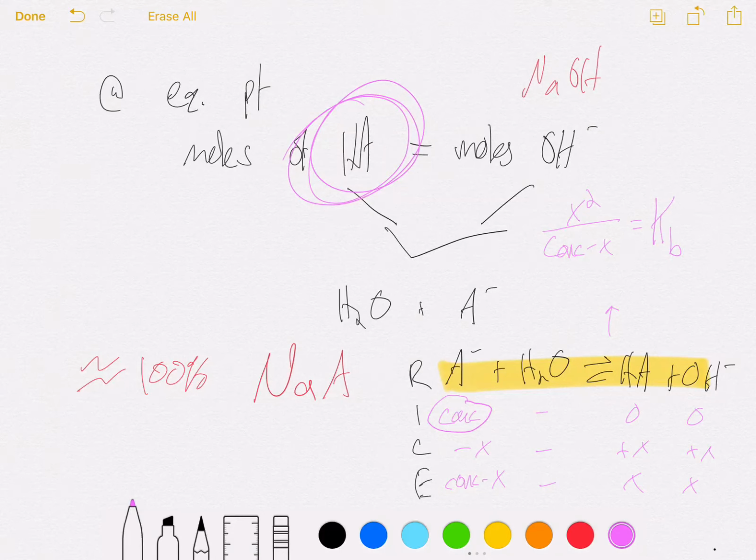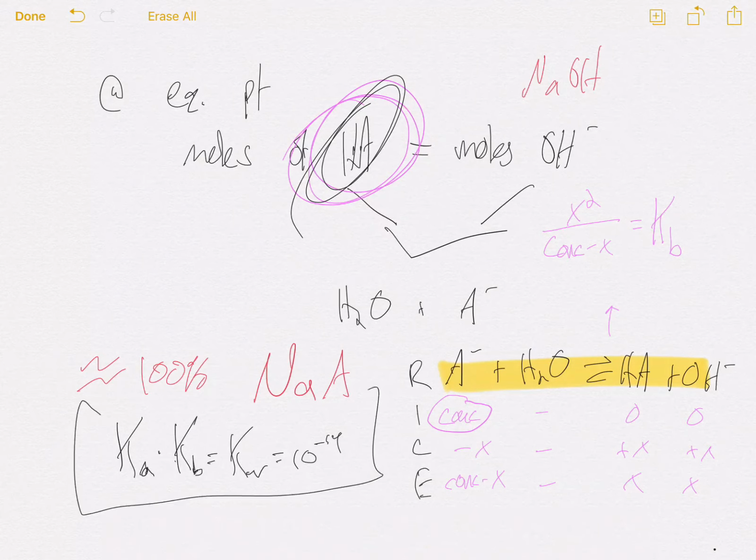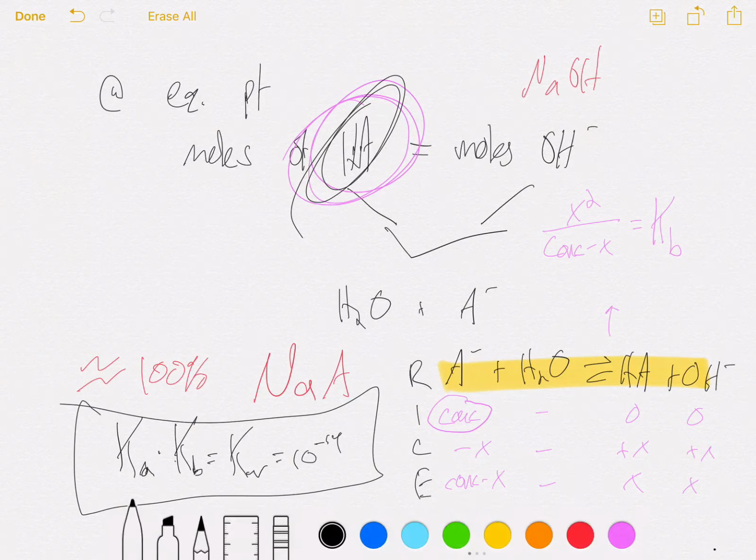Now, how do we know what the Kb value is? Remember that Ka times Kb equals the Kw, which is 10 to the minus 14, right? So if you knew the Ka value or the pKa value of your weak acid, then you can get to the Kb by looking at that expression there. And so then you just do that quadratic equation, then you're all set. All right, so that's just going through some of the workflow for titration.